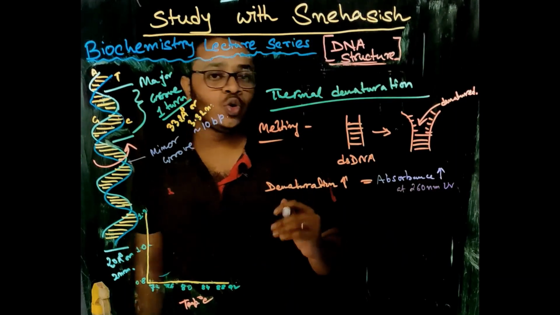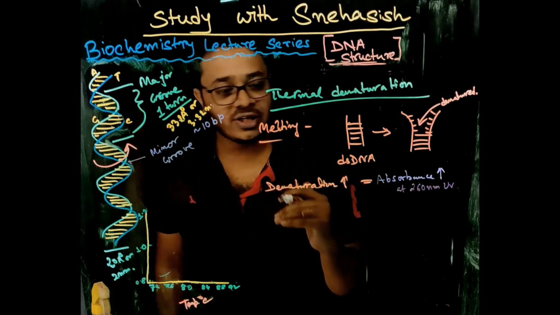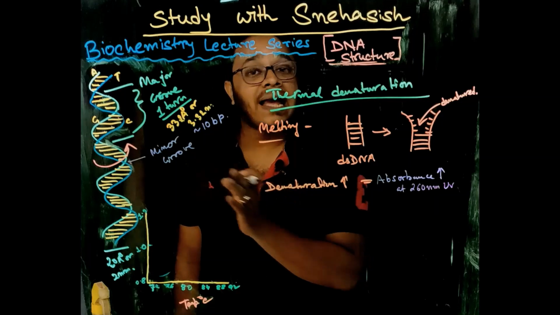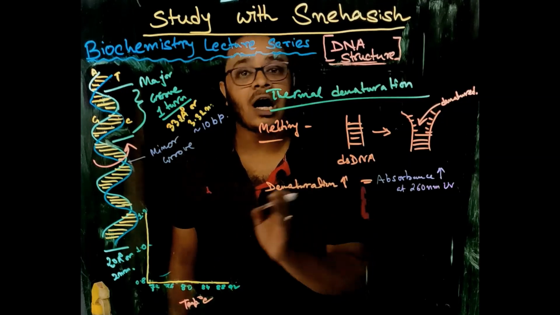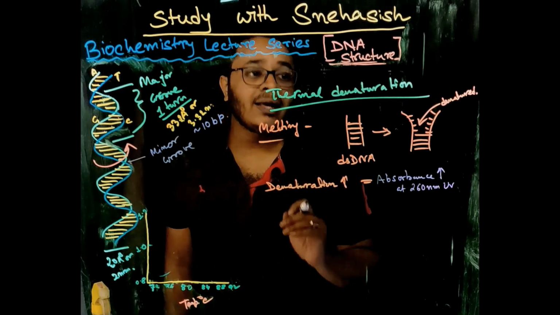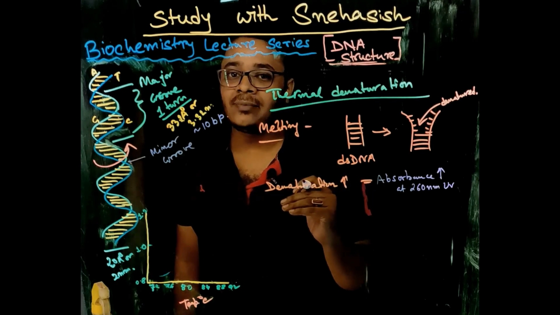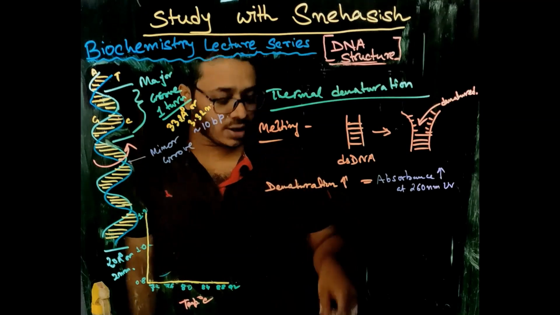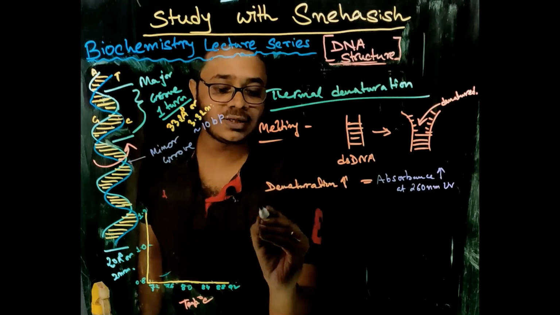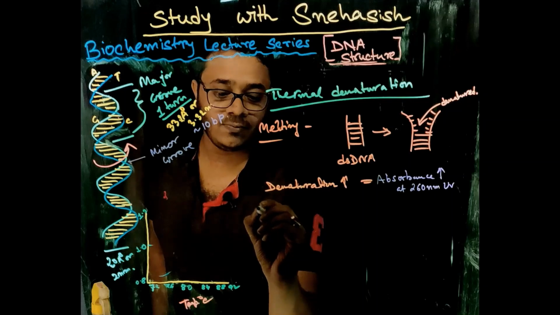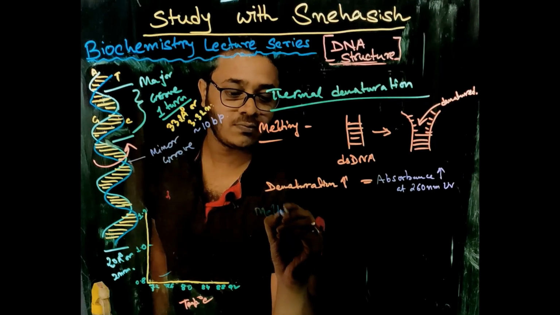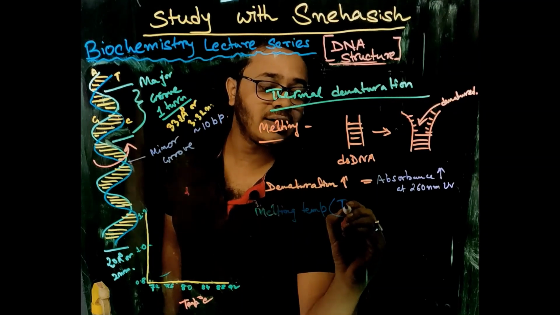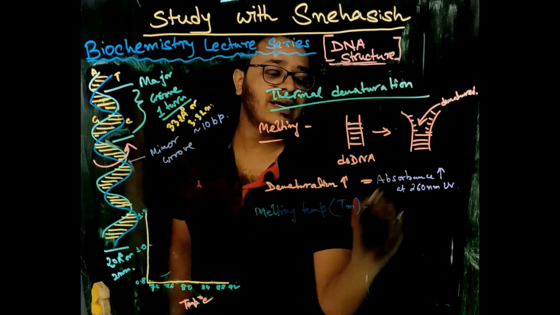So with the increase in denaturation, the absorbance of the DNA also increases. So from studying the absorbance of DNA, we can understand how much the DNA has been denatured. At maximum absorbance, the DNA has been completely denatured. Now comes the term melting temperature. This melting temperature is expressed as Tm.